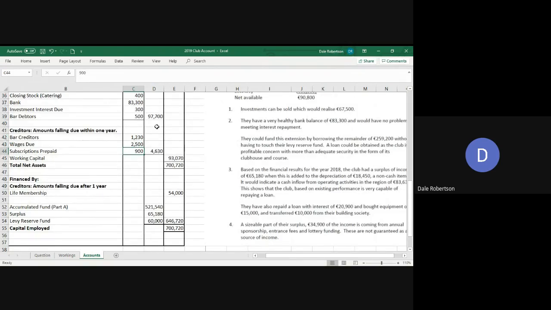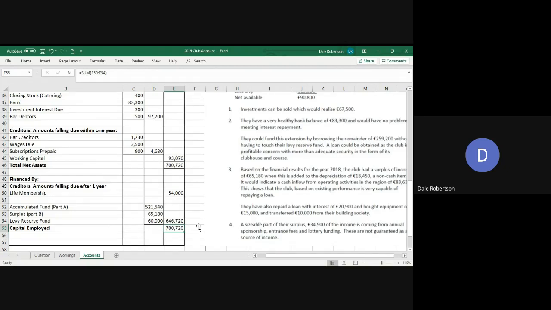You do your normal process here of creditors away from current assets to get your working capital, add your working capital to get 700,720 euro. In the financed by section, you have a life membership of 54,000. That's the 60 minus 6. You add on your accumulated fund from part A, and you add on your surplus from part B, and you also add on your levy reserve fund, which is now 60,000, and you also get 700,720.